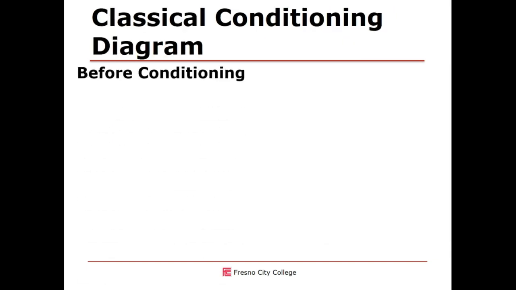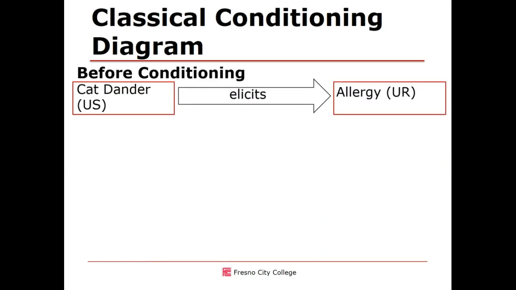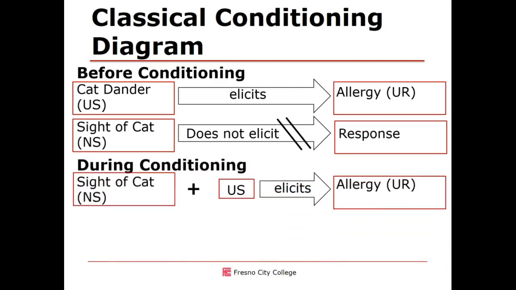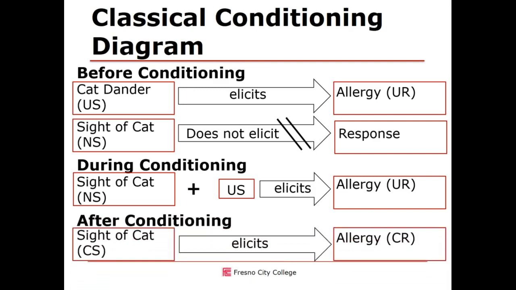Before conditioning, exposure to cat dander elicits the allergic reaction, but just the sight of a cat does not elicit that response. During conditioning, the sight of the cat is paired with the cat dander, which creates an association between the sight of the cat and the cat dander. After conditioning, the sight of the cat is no longer neutral. It now serves as a conditioned stimulus that elicits an allergic response. Note that the conditioned allergic reaction is typically minor when compared to the actual allergic reaction to the cat dander.